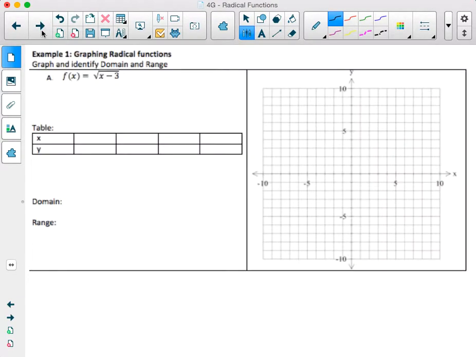All right, so how do we take that and graph it? So I'm going to teach you both ways. I'm going to teach you by making a table of values, and then also by just thinking about it in terms of transformations.